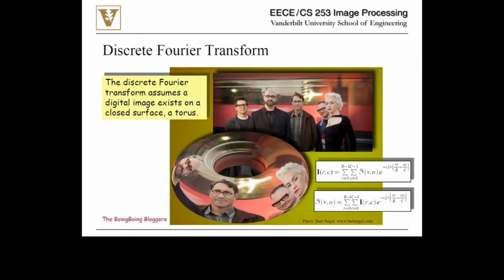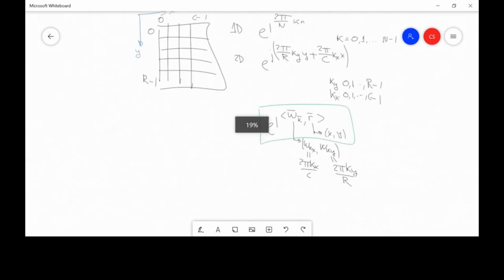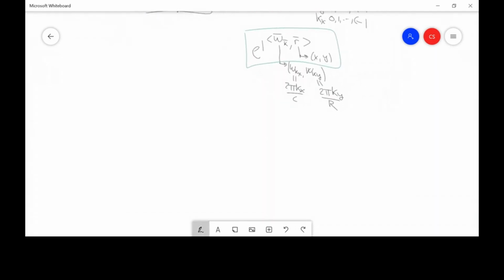Okay, what about the discrete images? So discrete images, this is a way of understanding them, but I prefer this one. Okay, so let's think again of 1D signals. That is something we know well. Okay, so we had a 1D signal that was repetitive.